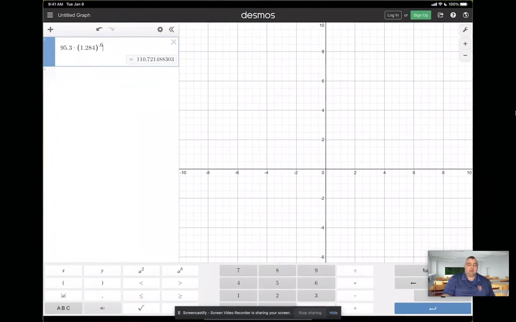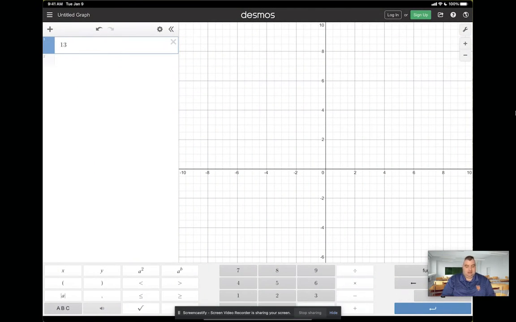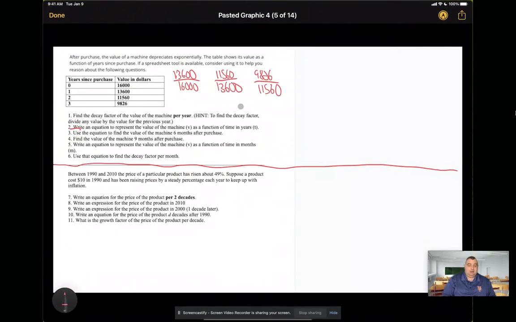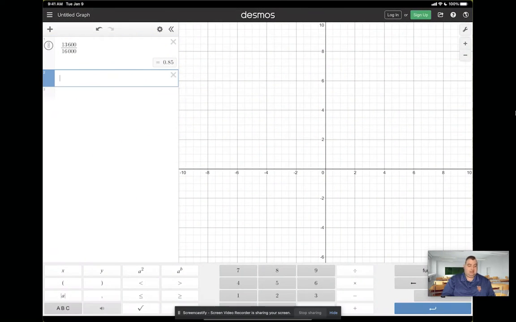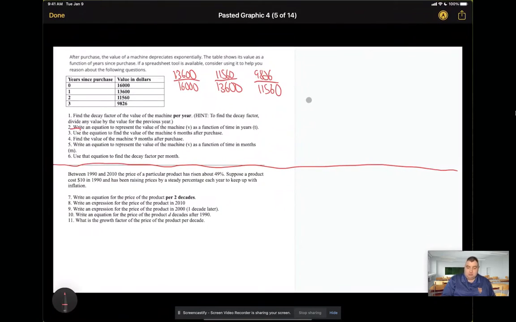So let's go to Desmos. If I do 13,600 divided by 16,000, I get a decay factor of 0.85. If I were to do any of these other, so let's do 11,560 divided by 13,600. Notice I also get 0.85, and you could bet that if I did this one, I would also get 0.85. The key is my decay factor per year is 0.85.